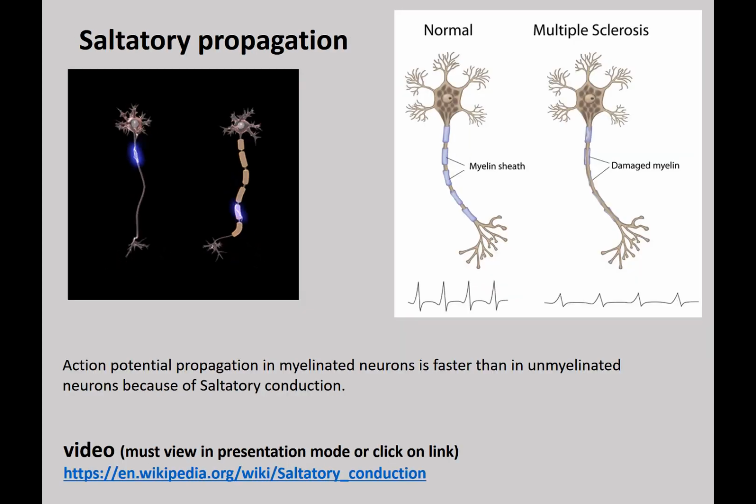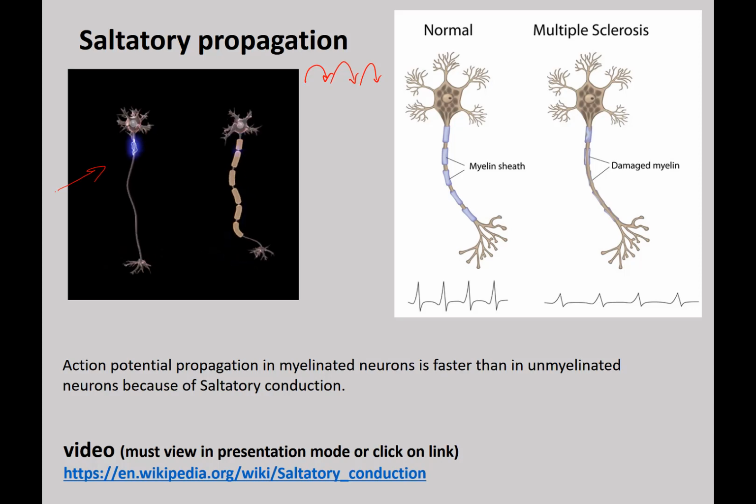Okay, this is called saltatory propagation. And this diagram is showing that without those nodes of Ranvier and the myelin sheath, the signal kind of fades out. With the myelin sheath and the propagation, the signal can make it all the way to the end of the axon and moves a lot faster, and it's a stronger signal. So saltatory propagation is this idea of repropagating, hopping from node to node.